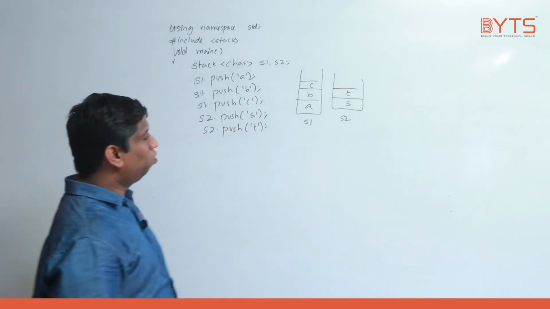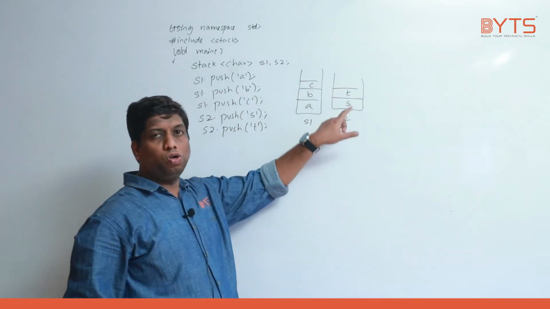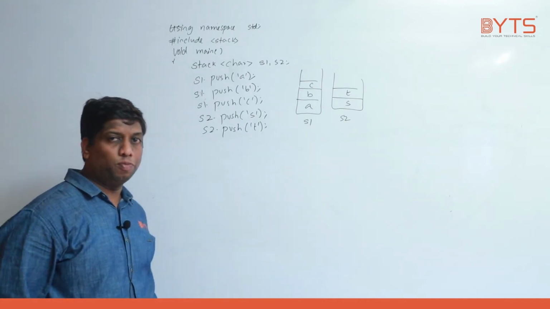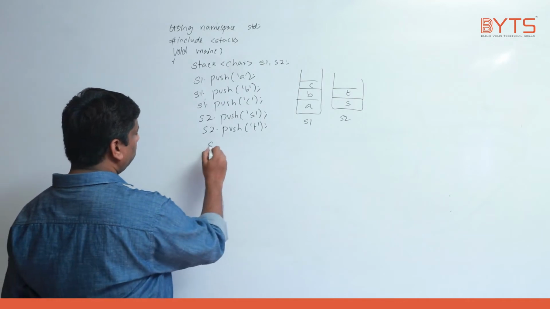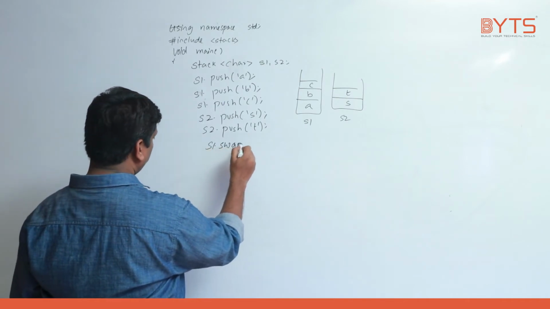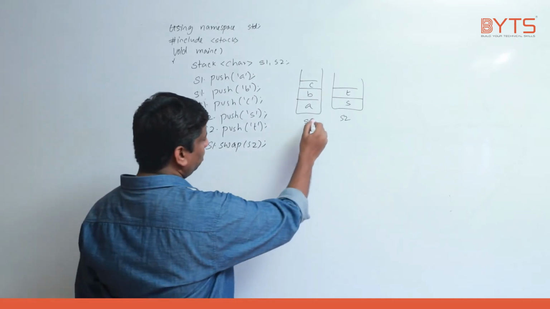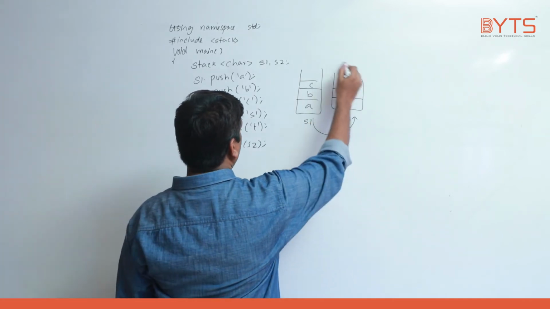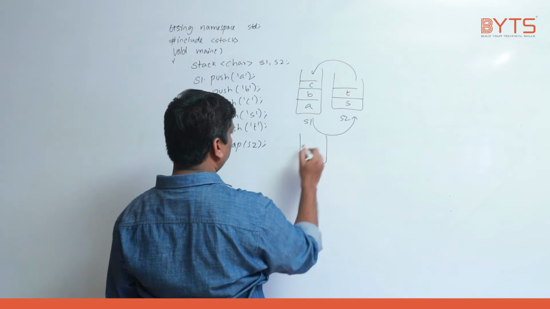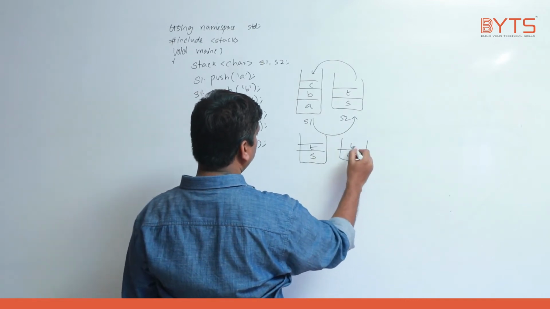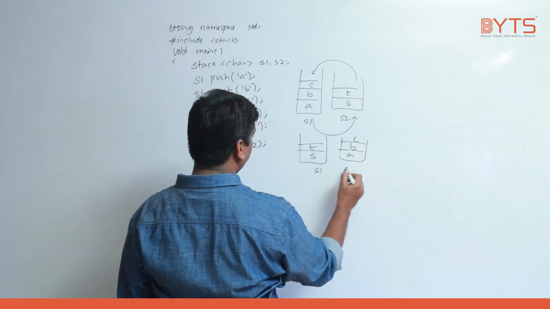Right? Now s1 content should come to s2, s2 content should come to s1. How do I do that? s1.swap(s2). Means s1 data and s2 data are swapped. Means s2 data will come here, this will come here. So how do you know that? Here s is there, t is there. Here a is there, b is there, c is there, s1 and s2.